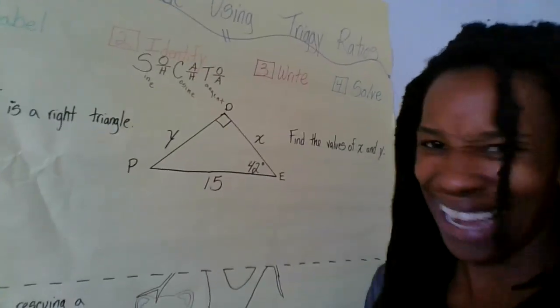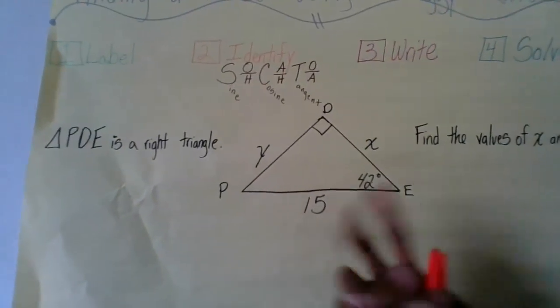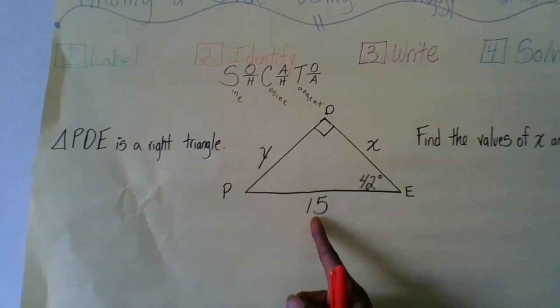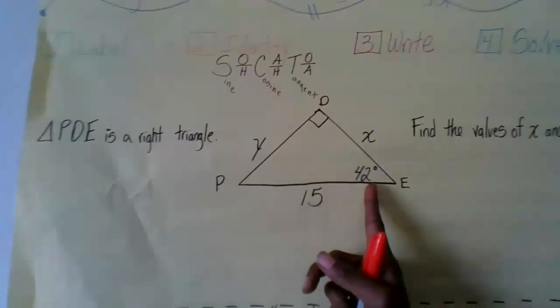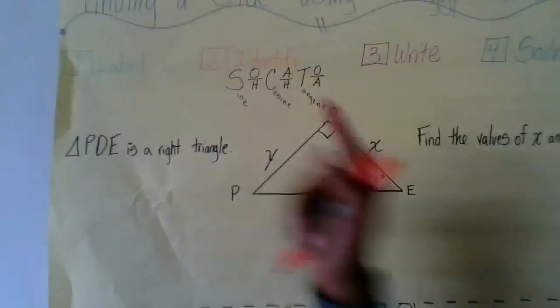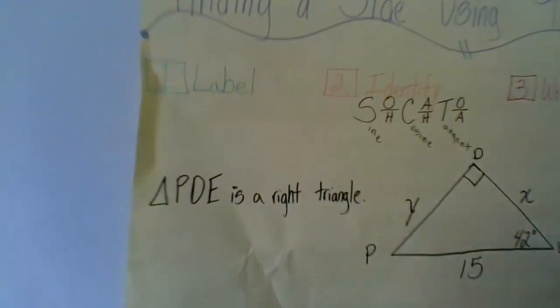But right here, we can't use the Pythagorean theorem yet because we only have one side. If we had 2 sides, we could use the Pythagorean theorem. But we only have one side that was given to us. And we also have an angle. So we could definitely get triggy with it. First, step 1. Label those sides.